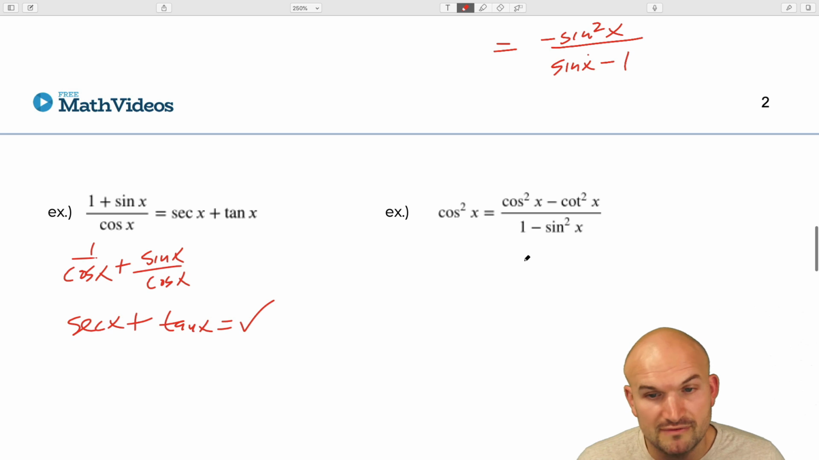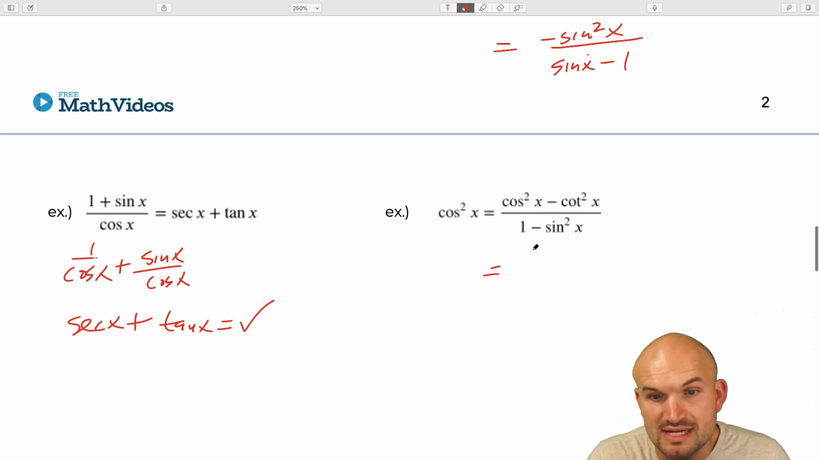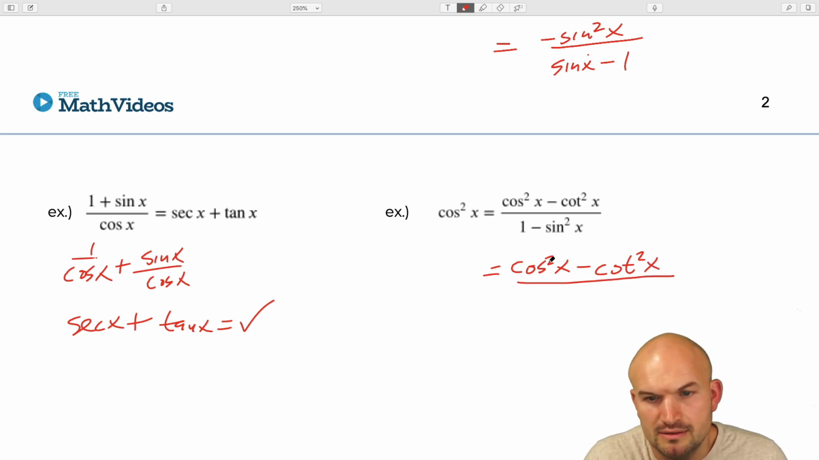Here's another example of the right-hand side. And again, in this case, I'm going to want to get rid of this, I see this as, oh, that's going to be a cosine squared. So I have a cosine squared of x minus a cotangent squared of x, all divided by this, which can be rewritten as a cosine squared of x.